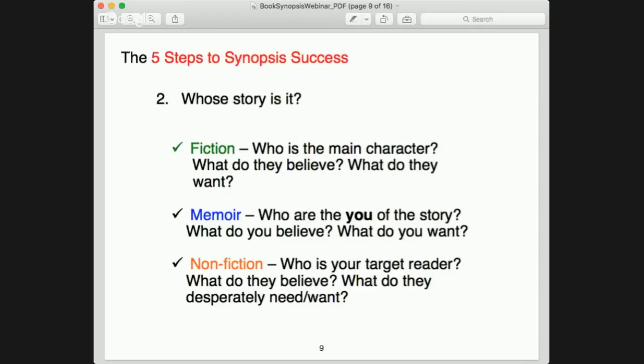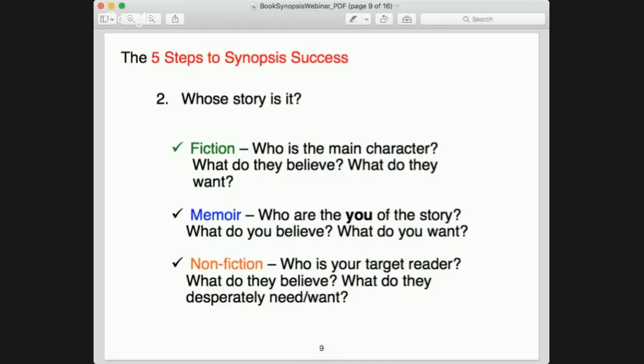In terms of nonfiction, again, whose story is it? You really want to think in terms of your target reader. Whose story is it? Well, it's their story. It's that person who's got that specific pain. They desperately need or want something. So you want to really get here in the synopsis at the very beginning: What do they believe? What do they want? What do they think about themselves in this world?